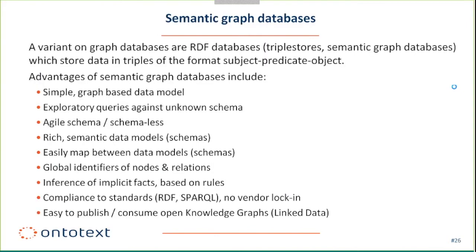Now, triple stores, also known as RDF databases or semantic graph databases, are a variant of graph databases in which the data is stored in the triple format that we've talked about so far, namely subject, predicate, and object. Additional advantages of triple stores include that the model is rather simple, and it allows you to explore your queries against schema that you might be unfamiliar with. And the schema, as I mentioned, can evolve, or it can also be completely absent as well.